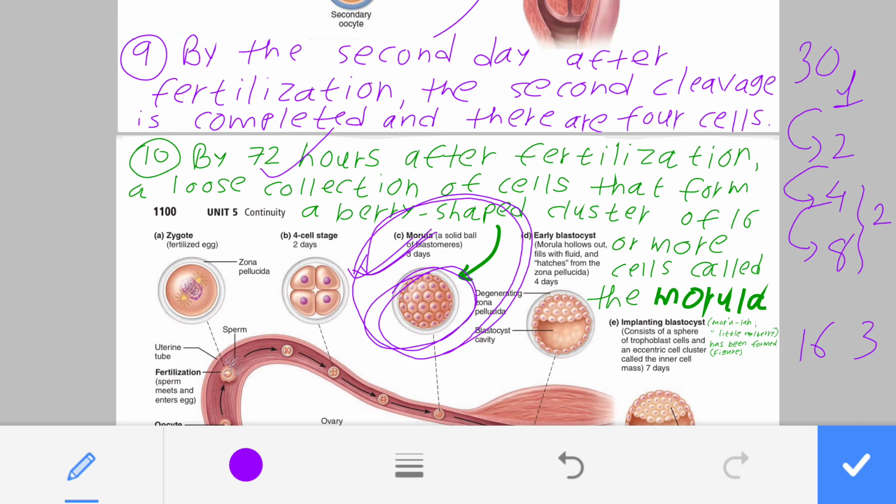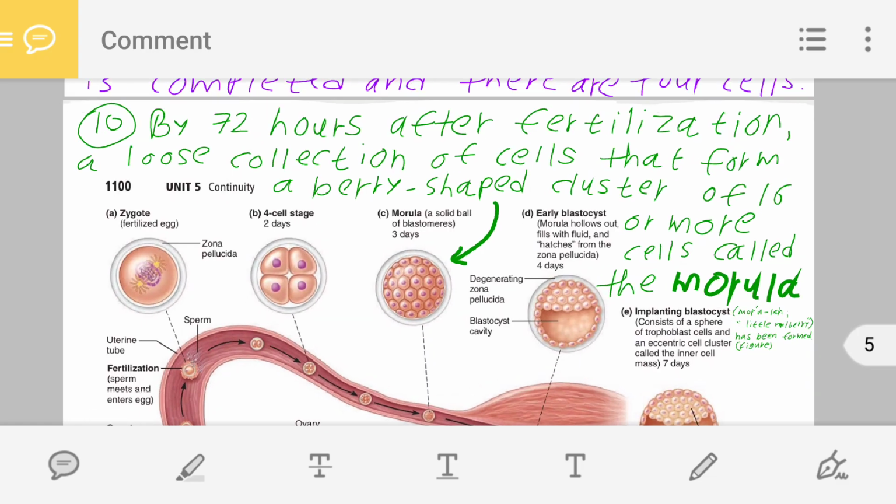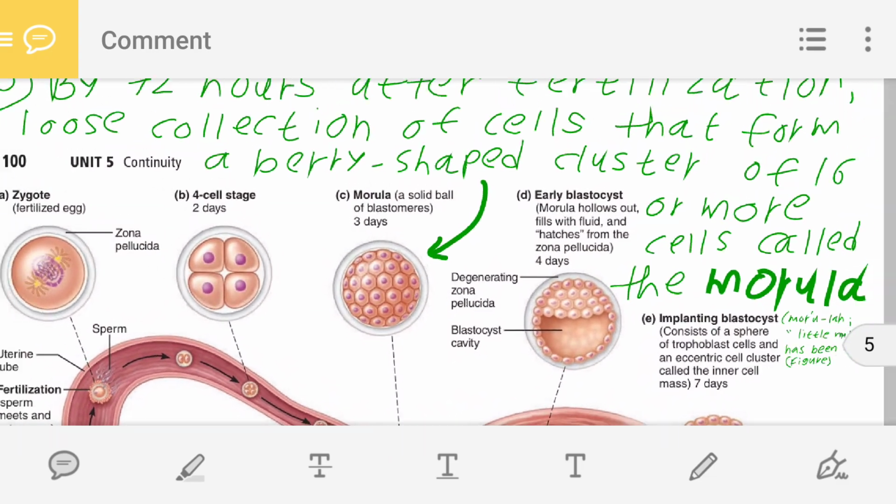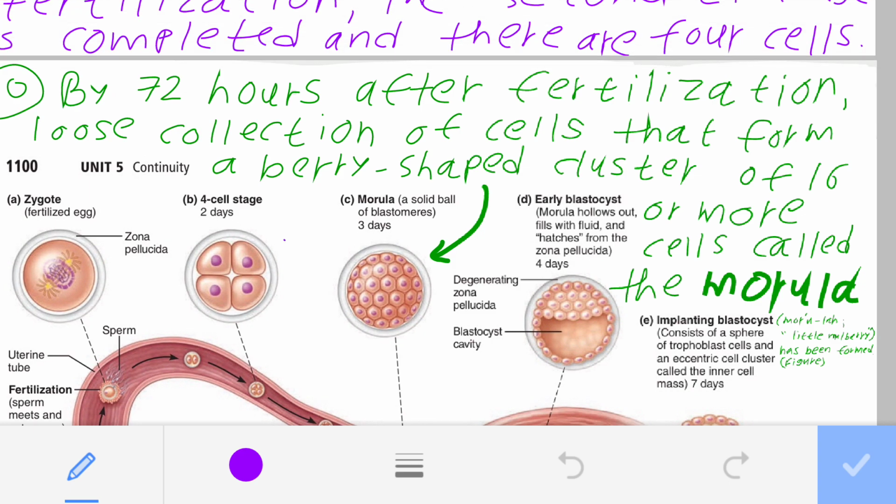So the point is, after the first day 2 cells are produced, and between the second and third day the number of cells is 4 and 8, and by the end of the third day, due to mitotic division, 16 cells are produced, and all these cells are arranged like a solid ball of blastomeres, and this solid ball of blastomeres is known as morula.